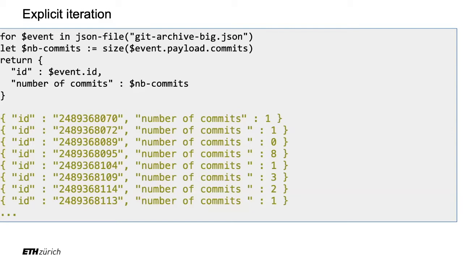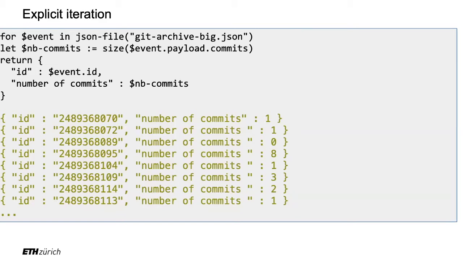So $event is always a single object. It's just iteratively going through them. Then for every such event, the number of commits is the size of the commits array, right? So .events is an object, .payload is one object, .commits is one object, one array, and then size returns one integer. So NB commits every time will be one integer, but it's going to be done for every event, right?